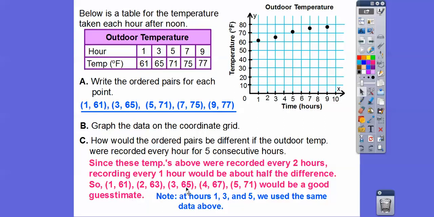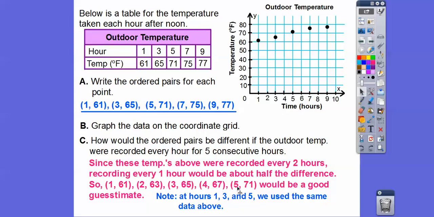Okay, this one was already given, so let's look between 3 and 5. Between 3 and 5, it also went up by 2. So if we went from 3 hours to 4 hours, I'm sorry, did I say 2? Up by 4. We'd go up by 2 from 3 hours to 4 hours. So from 3 hours to 4 hours, we just add 2 to that.